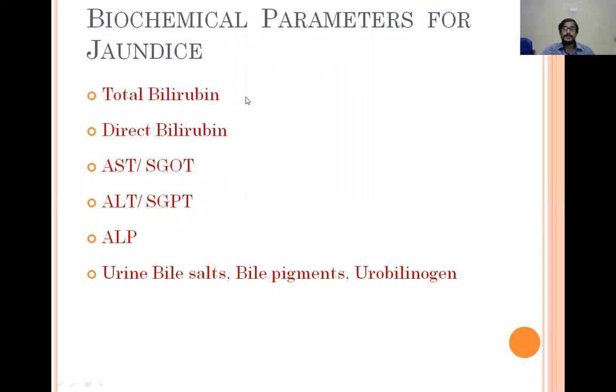And we know total bilirubin is increased in all types of jaundice. Indirect is increased in hemolytic jaundice. Direct is increased in obstructive jaundice. Both indirect and direct are increased in the hepatic. And we get the indirect bilirubin by subtracting direct bilirubin from the total.